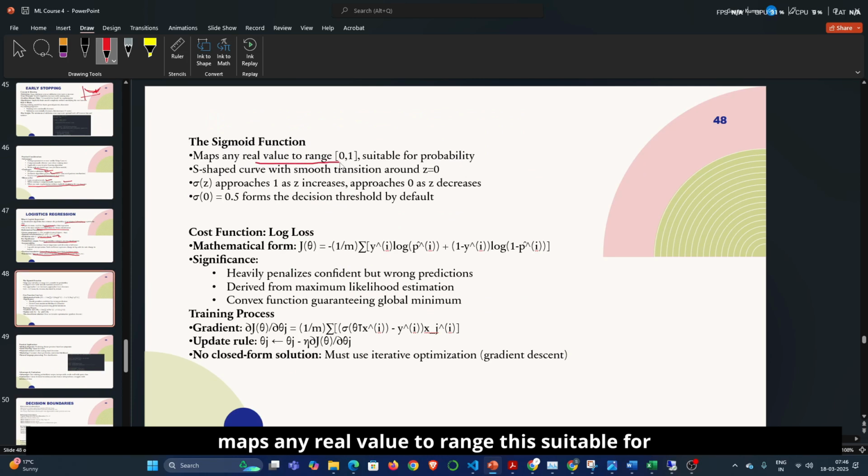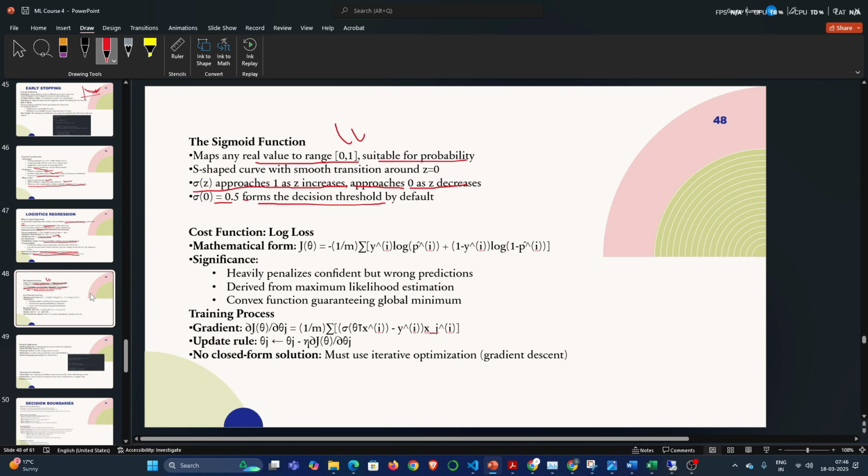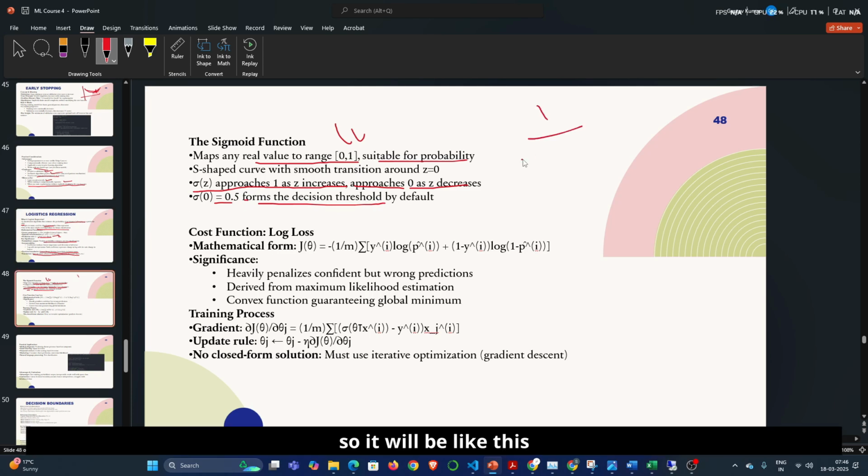The sigmoid maps any real value to the range 0 to 1, which is suitable for probability. Sigmoid is for binary classification. It approaches 1 as z increases and approaches 0 as z decreases. At z equal to 0 the output is 0.5, which is the decision threshold by default. So it will be like this. Okay, so when z is 0, this will become 0.5, right? 1 by 2.